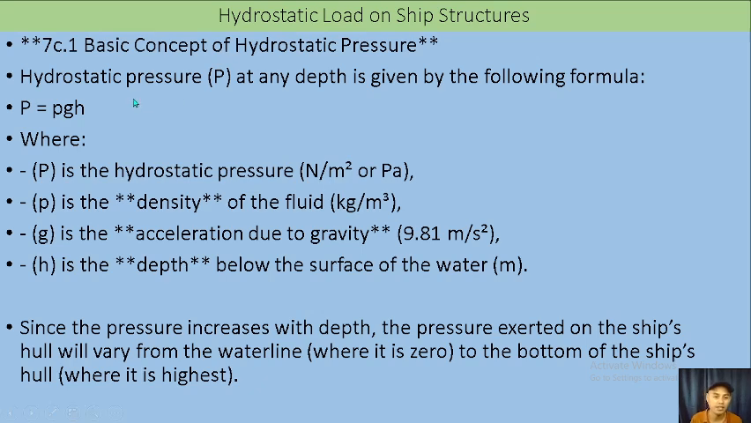So here is the formula for our hydrostatic load. Pressure is equal to ρgh. So pressure is hydrostatic pressure in Pascal, ρ is the density of the fluid in kilogram per cubic meter, g is gravity, 9.81 meter per second squared, and h is height, which is the depth below the surface of the water.